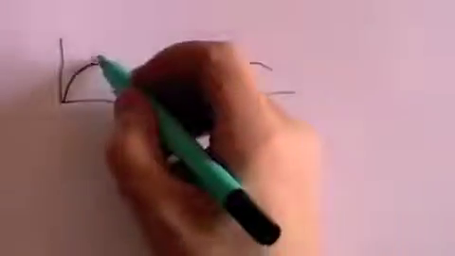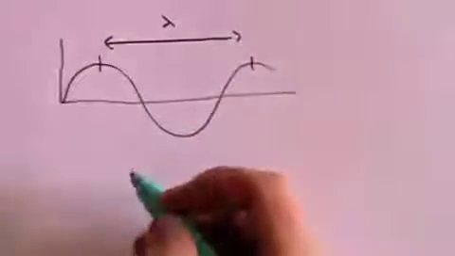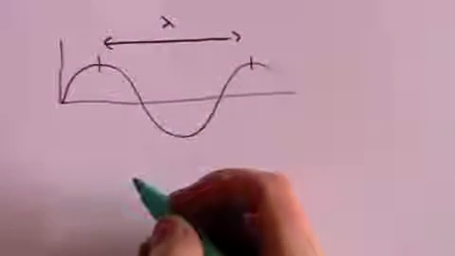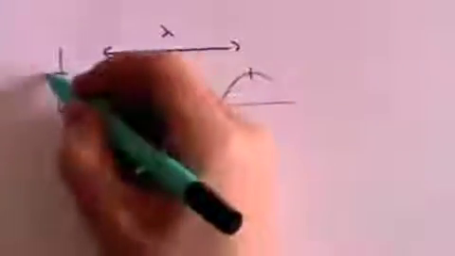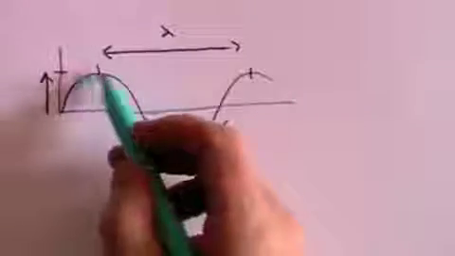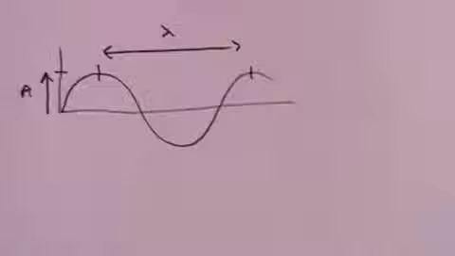And we say that the distance between two crests is the wavelength, lambda. And the maximum displacement is called the amplitude, A.